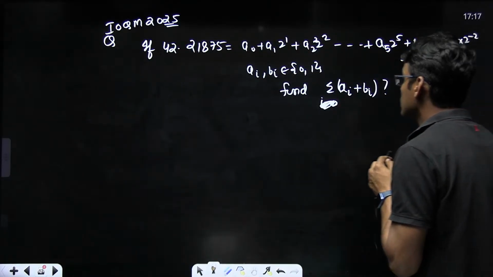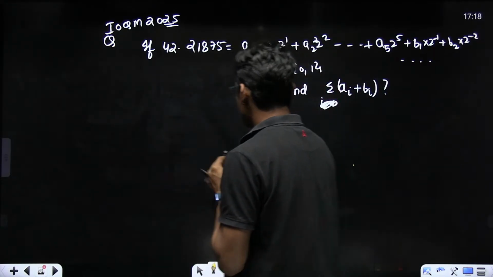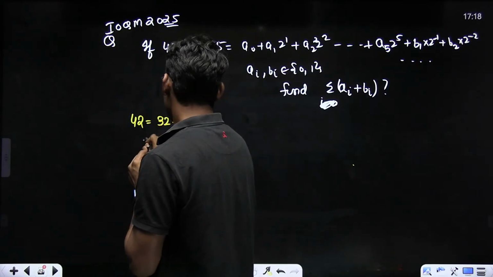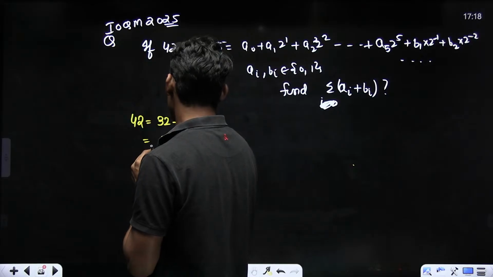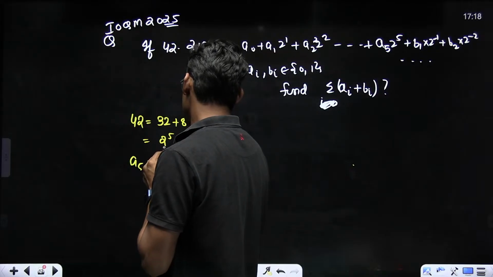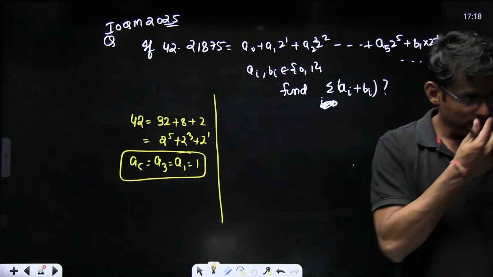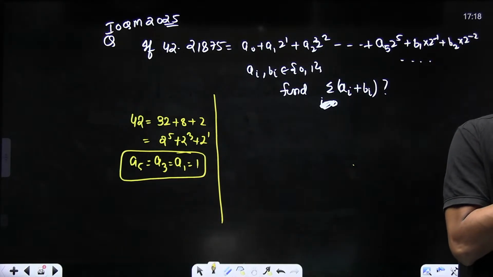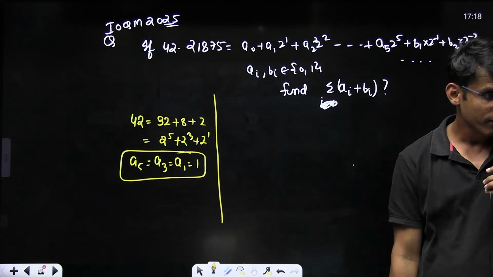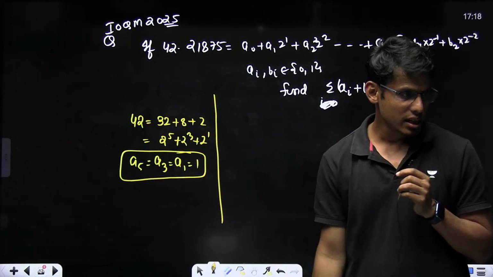Now, what is happening here? It is very simple. 42 can be written as 32 plus 8 plus 2, which gives me 2 to the power 5 plus 2 to the power 3 plus 2 to the power 1, which gives me a5 equals a3 equals a1 equals 1. Am I making sense here?